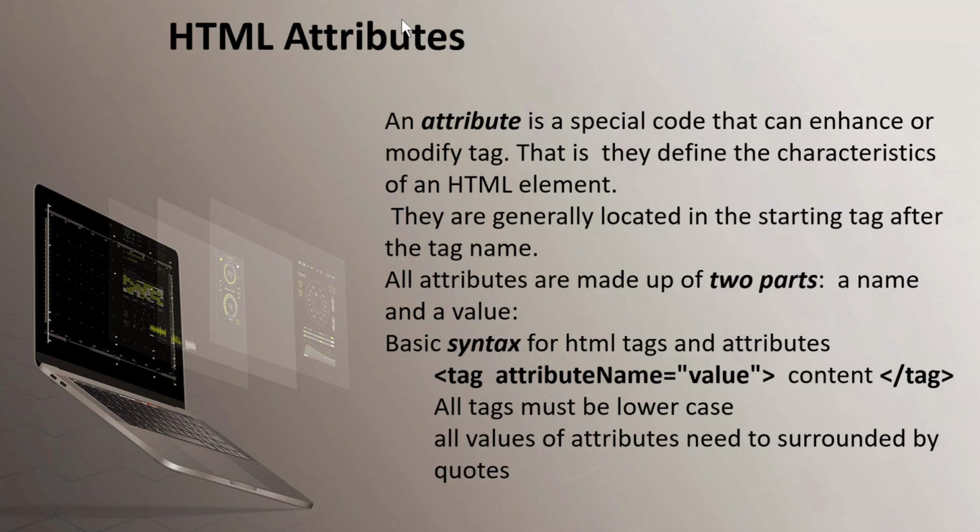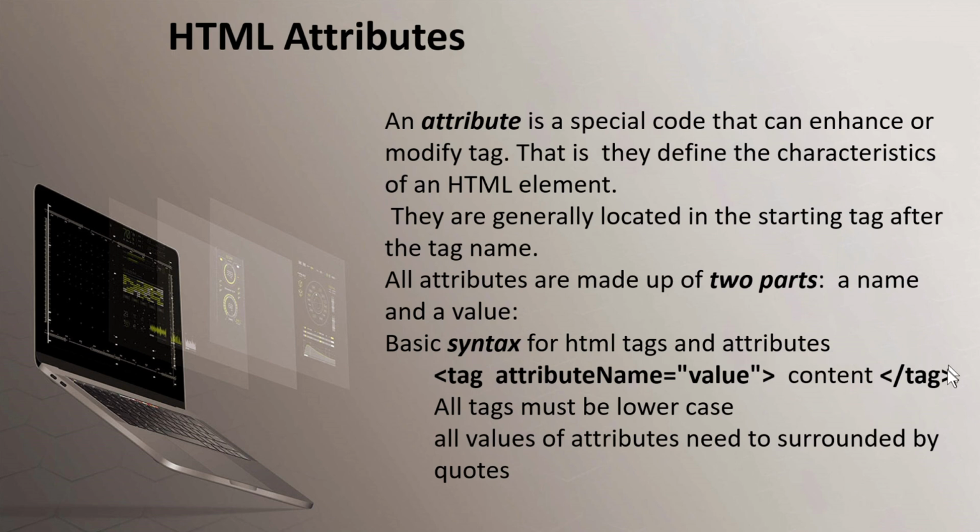Now we are going to HTML attribute. An attribute is a special code that can enhance or modify tags. They define the characteristics of HTML elements and are generally located in the starting tag after the tag name. All attributes are made up of two parts, name and value. Let's see the basic syntax of a tag and attribute: we have a tag name, attribute name, equal, value in quotes.